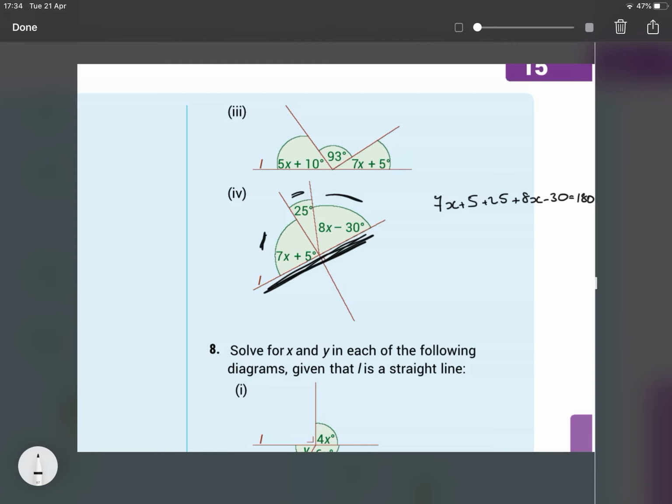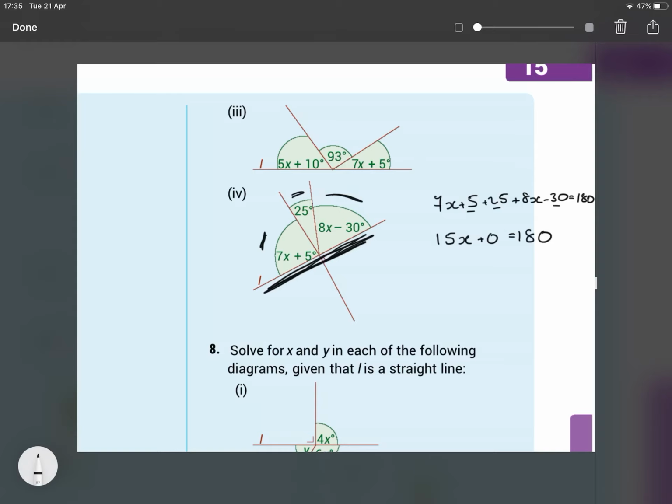So that would be my thought put down into numbers first of all, and then written out as an equation. Now I'm going to add the x's together and the numbers together and try to solve for x. So 7x plus 8x is 15x. Add together my numbers, so 5 and 25 is 30, minus 30 leaves me with 0, is equal to 180. So far I have 15x equals 180.